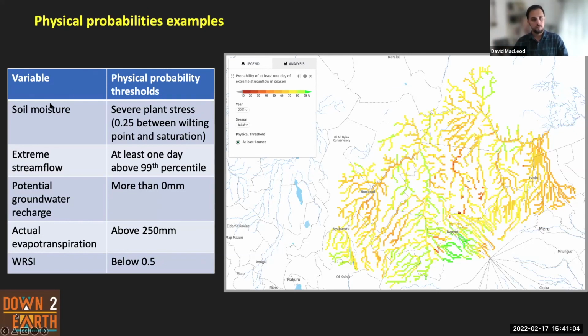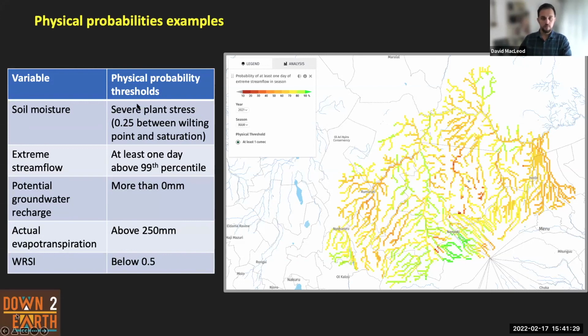And so for this table here, if you focus on the table, you can see that we've got each of our 5 variables on each of the rows. And for each of those, we've come up with some illustrative physical probability just to start with, to try and capture some kind of physical event which might be meaningful or worthwhile trying to forecast.